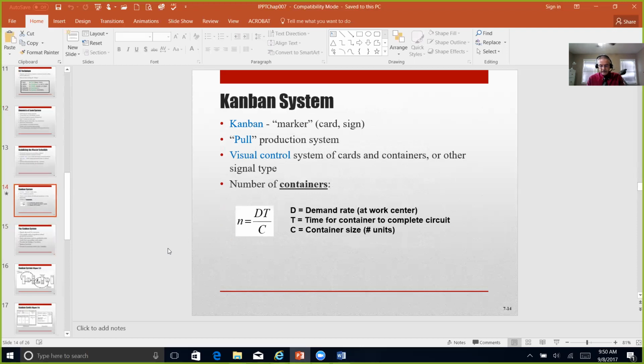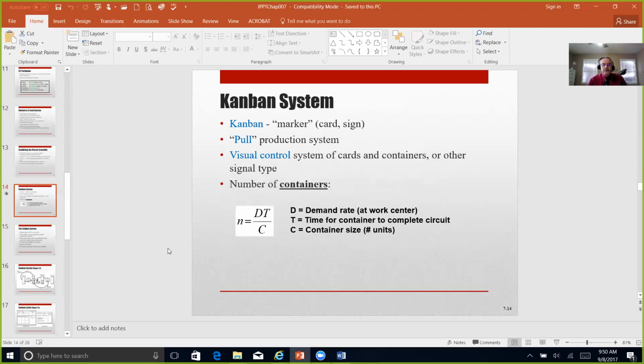Here is a formula we can use to determine, in this Kanban system, how many containers of parts we really need to keep the workflow working correctly, ensuring that, using the pull mechanism, we're only getting into the system what we need to meet the demands of the customer.